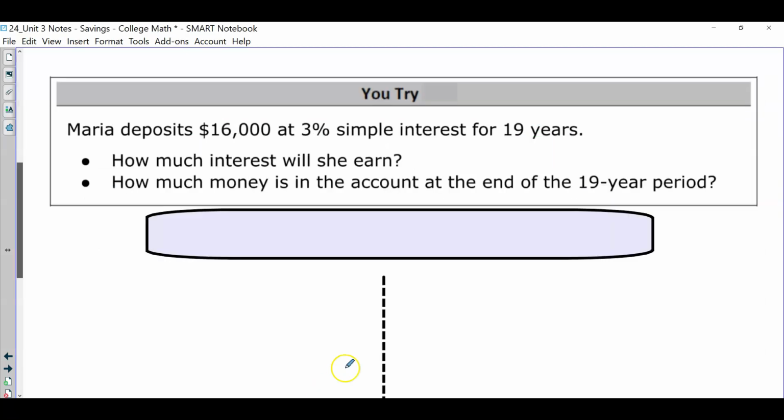Okay, Maria has 16,000. She's going to invest simple interest at 3%, and her deposit was 16,000, and she's going to put it in for 19 years. They want to know how much interest, so this is the I formula, and then the second one says how much money is in the account at the end of the 19 years. So that's the A formula. So take a moment, see if you can set both up, and then come up with some solutions.